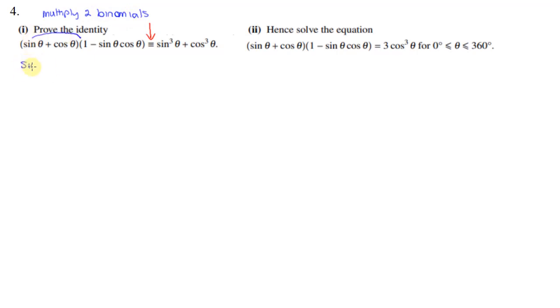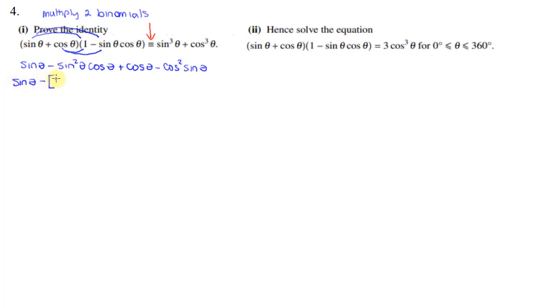So anyway, sine times 1, that's going to be sine. And sine times negative sine cosine, well, that's negative sine squared cosine. And then cosine times 1 is cosine. And cosine times negative sine cosine is negative cosine squared sine. Alright, so let's see. We've got to make it look like this.